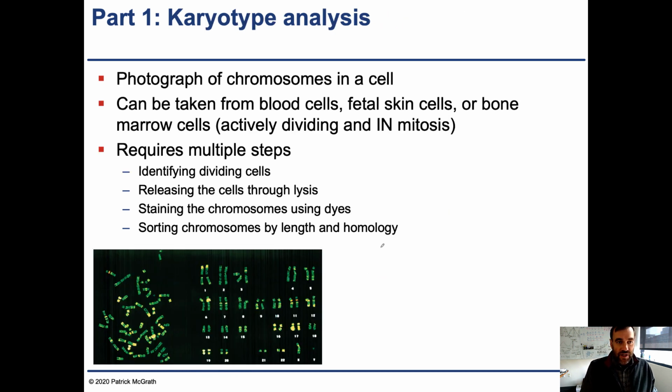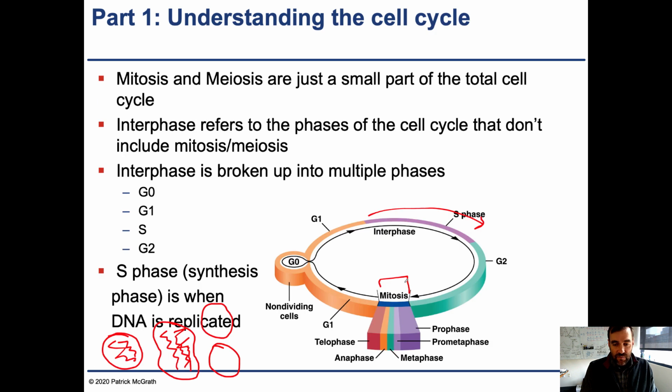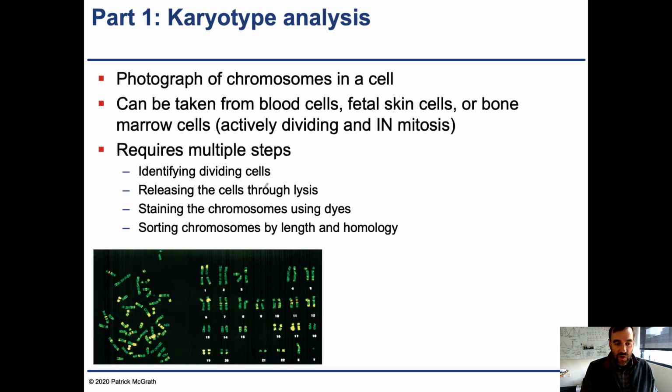So if we actually took cells in this phase and we looked at their DNA, we would be able to see these things called chromosomes. So karyotype analysis is the process of being able to take a photograph of chromosomes in a cell. So typically these are taken from blood cells, fetal skin cells, or bone marrow cells, which are actively dividing and in mitosis.